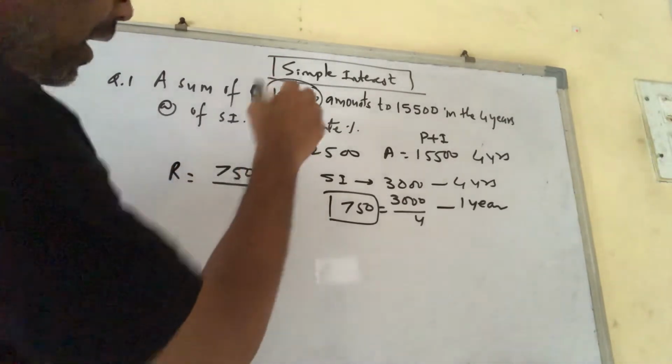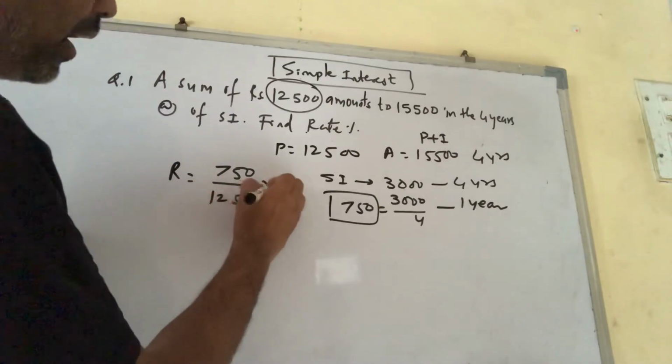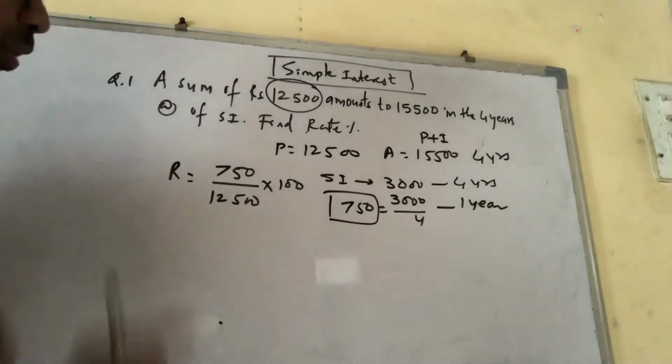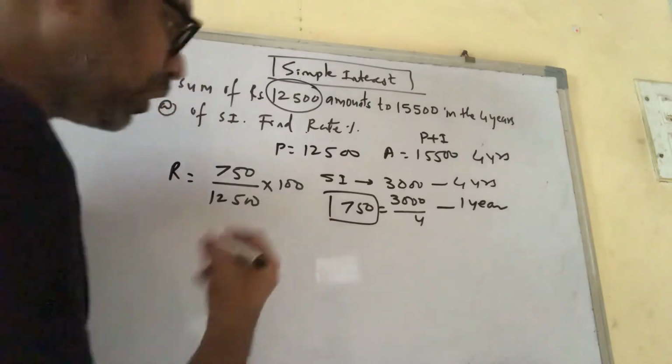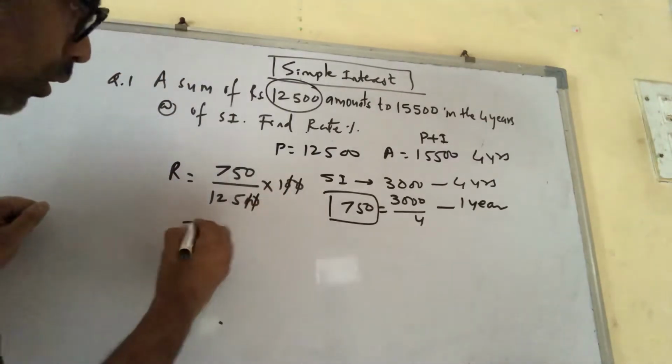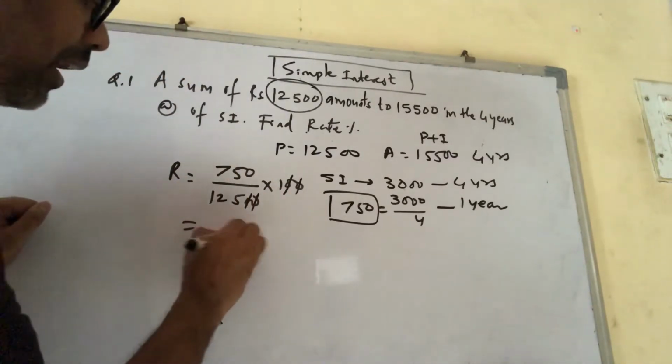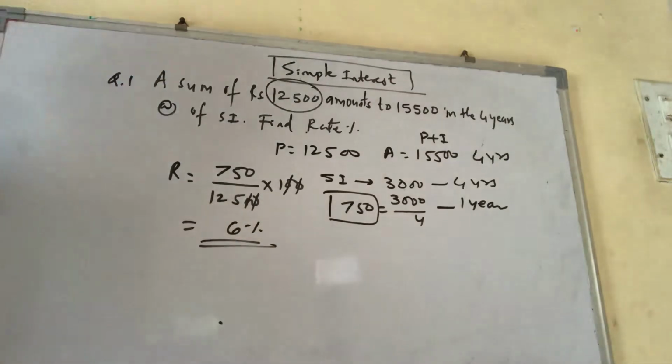So what is your rate going to be? 750 divided by 12,500 into 100, because rate is always in percent. So this 20 will get cancelled. So 750 upon 125 is nothing but 6%. Write down this.